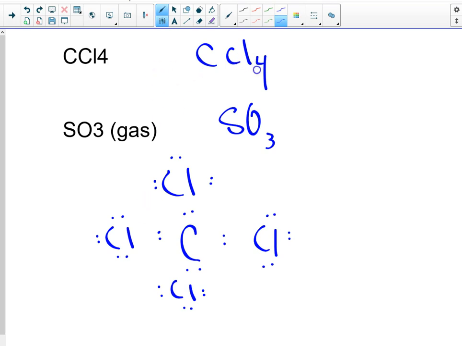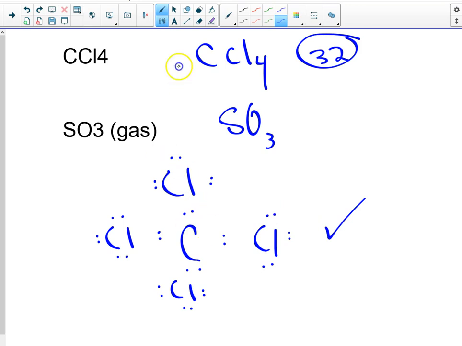I had how many valence electrons to start, by the way? I had 32, correct? All right. So I come down here. I have 8, 16, 24, 32. That's a good sign. Does carbon have a full octet? Yes. So this one's easy, right?